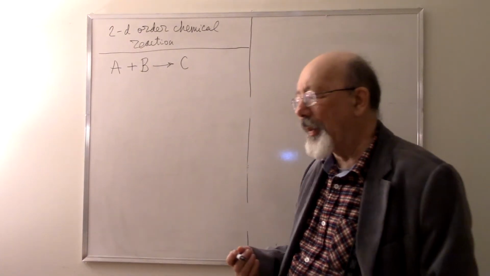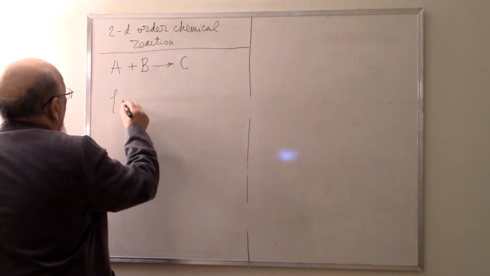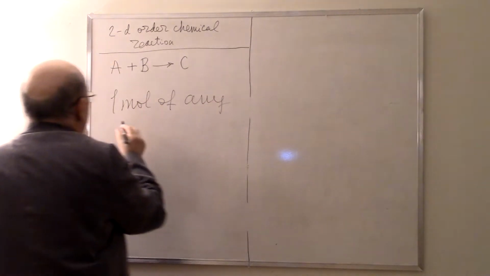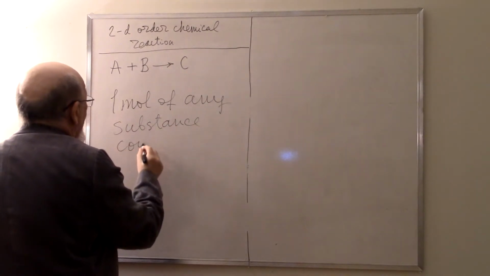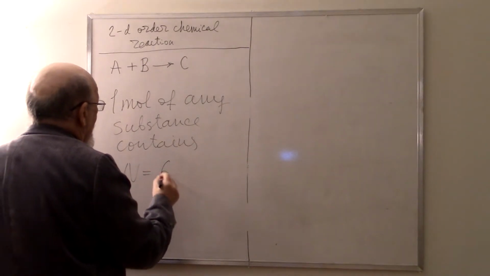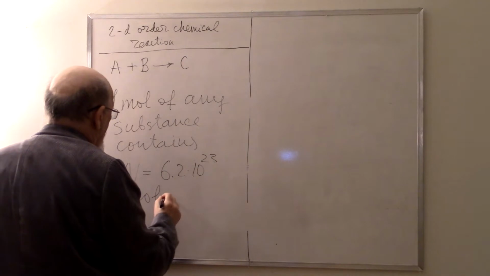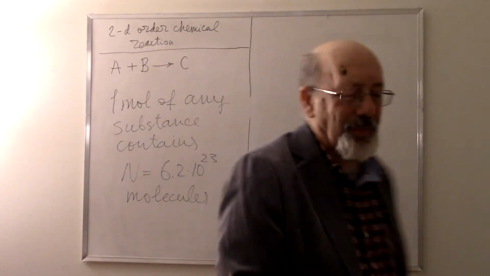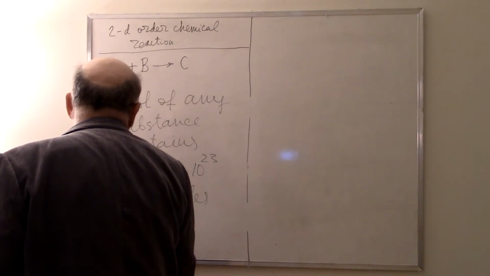And the main property of a mole is the following. 1 mole of any substance contains one and the same number of molecules, which is called the Avogadro number.